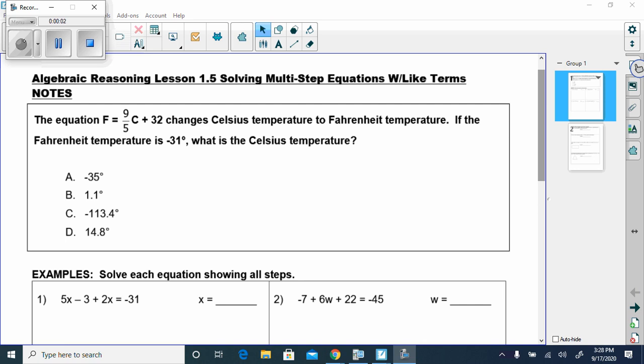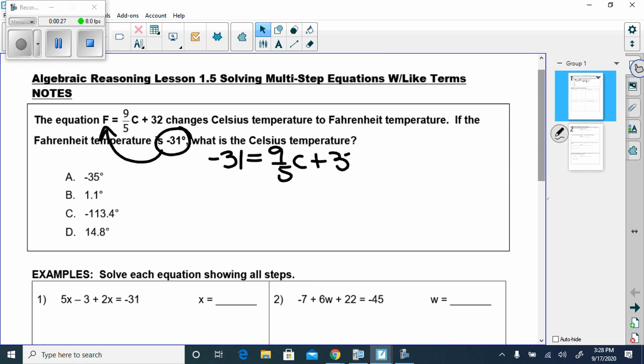The equation F equals 9/5 C plus 32 changes Celsius temperature to Fahrenheit temperature. If the Fahrenheit temperature is negative 31, what is the Celsius temperature? That's exactly right. All we had to do was replace F with negative 31. So I've got this negative 31 equals 9/5 C plus 32. Okay, good.